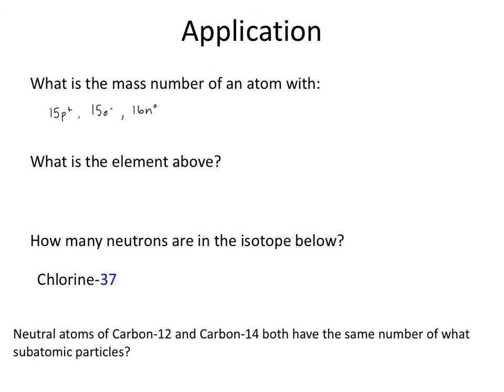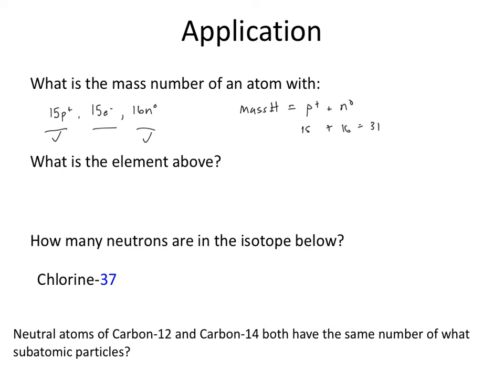So what is the mass number of an atom with 15 protons, 15 electrons, and 16 neutrons? We know that the mass number is equal to the sum of the number of protons and the number of neutrons. So if we have 15 protons and 16 neutrons, that is going to give us a total of 31 as our mass number.